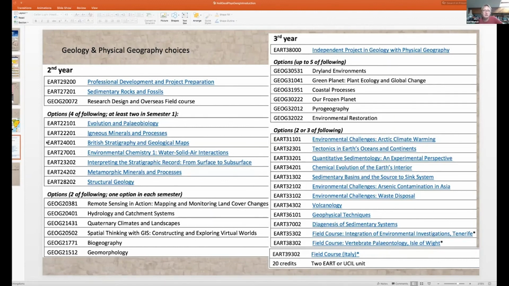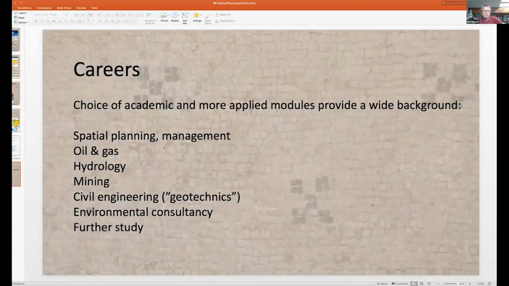Now I did have another slide. I don't have such an idea of jobs, but I note that a lot of my past students have gone into things like spatial planning. So GIS is quite useful for that. If you do this pathway, you would be able to go on to traditional geology jobs like oil and gas, hydrology, mining, and so on. Civil engineering. Geologists get involved in characterizing sites in something we call geotechnics. So what a variety of ways you can use this pathway. I'm going to stop sharing now.